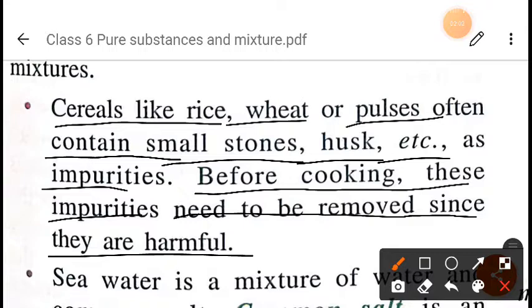Why? Because the stone is very dangerous for us. So we remove those stones or husk particles, and sometimes you will get mud also. We remove that before cooking. These stones, husk, and mud present along with the rice are impurities, and since they are harmful for us, they have to be removed before cooking. So this is one example.